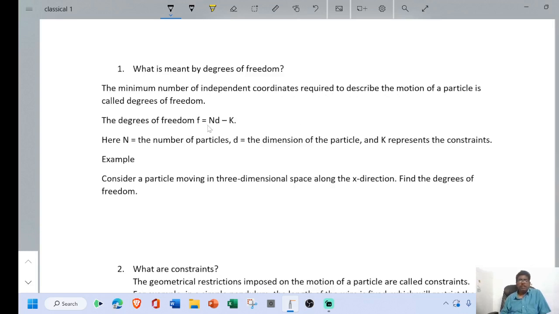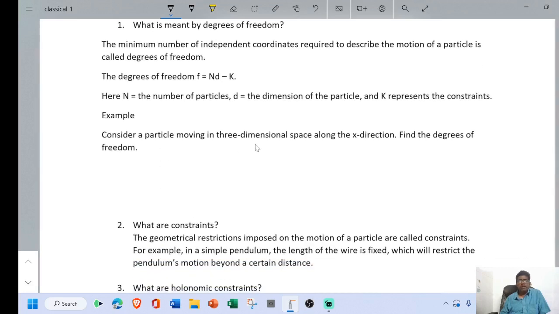The degrees of freedom is given by the formula F is equal to n into d minus k. Here d stands for the dimension, n is the number of particles, and k is the constraints imposed. If you go through this example, you may get an idea. Consider a particle moving in three-dimensional space along the x direction. Find the degrees of freedom.